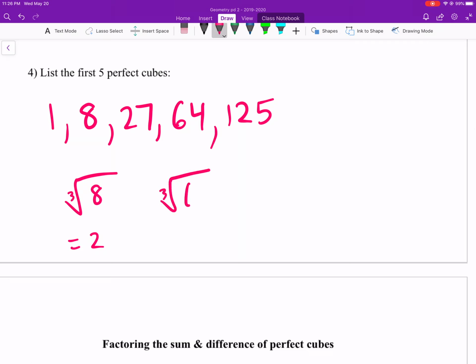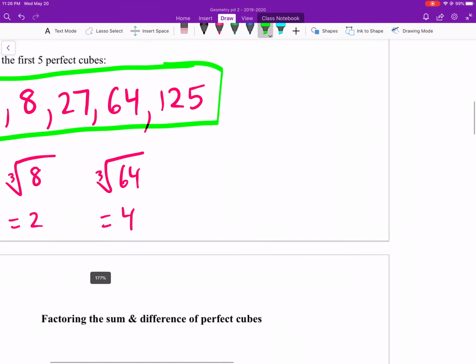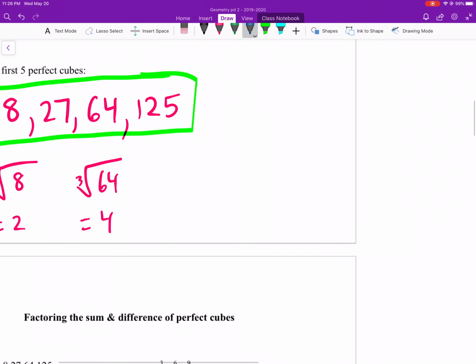And I just want to show you how this works. If we were to take the cubed root of 64, it comes to a perfect integer of 4, right? 4 times 4 times 4 does give you that 64. All right, but these are your first 5 perfect cubes. Now this also applies for variable terms as well.